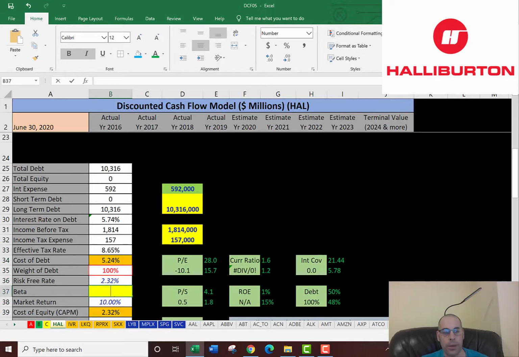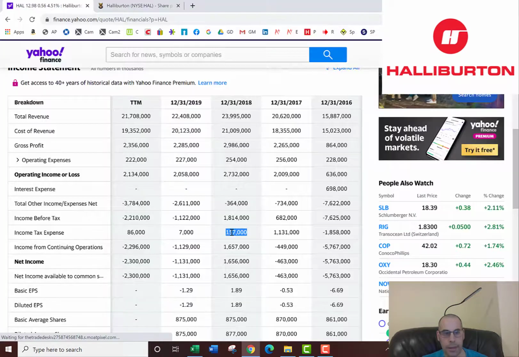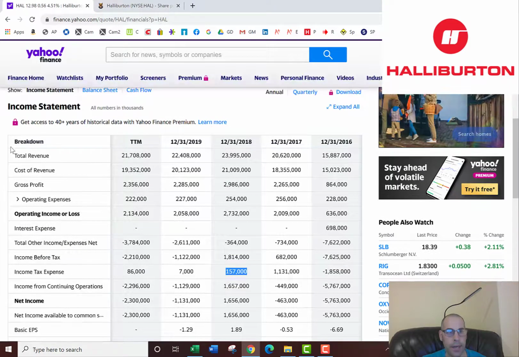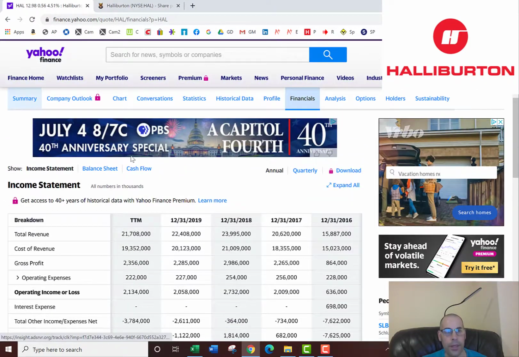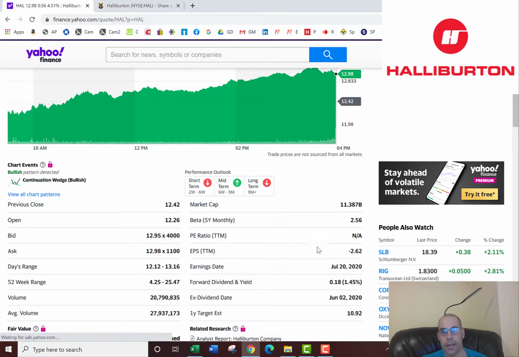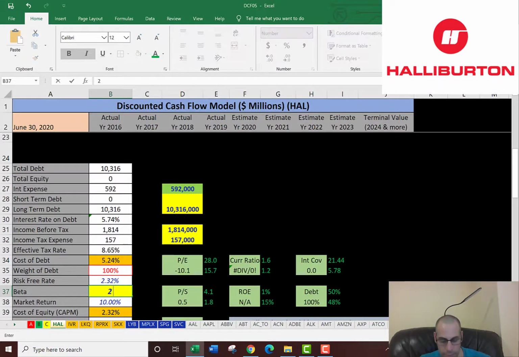Now we need the cost of equity, so we need the company's beta, and that's the volatility of the stock. So the higher the beta, the more volatile and more risky the stock is. That's a high beta, 2.56. That means the stock moves about 2.5 times the market.